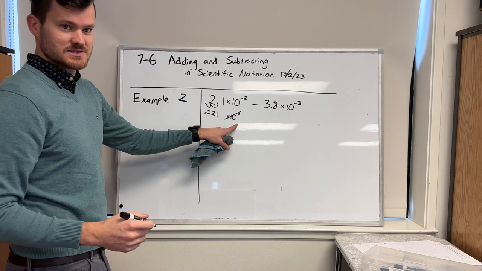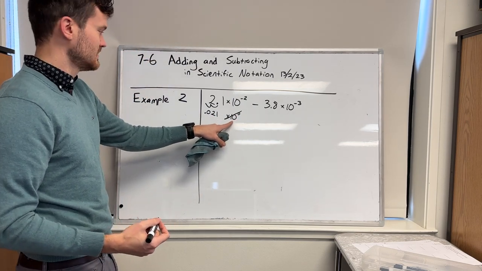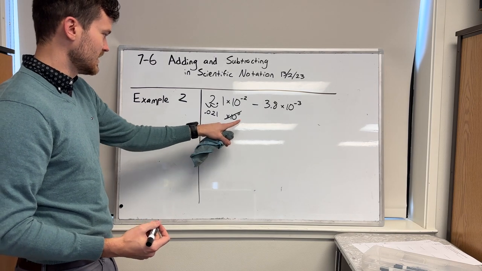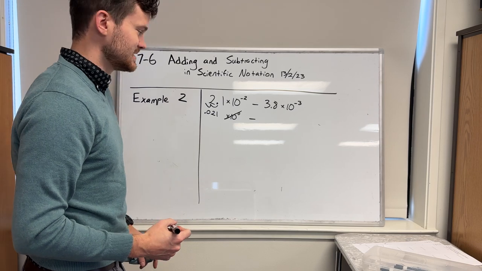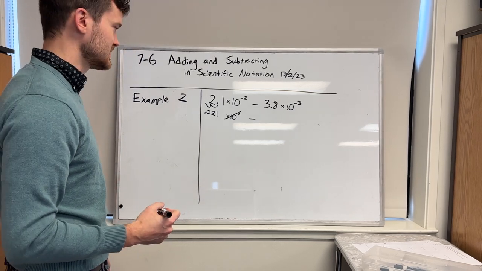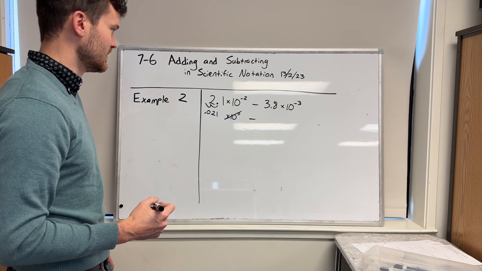which, again, I'm just writing to remind you that's what standard notation is. It means that there is no times 10. So that's 0.021. Excellent. And then I'm going to say minus here. I know that Zane's frantically trying to keep up with technology. We'll give him a sec to catch up, and then he will do the next conversion for us.